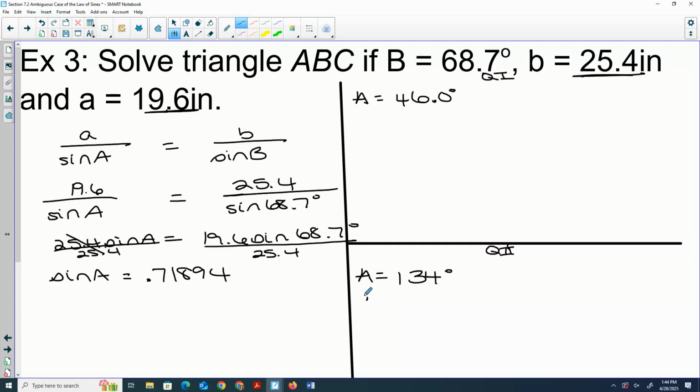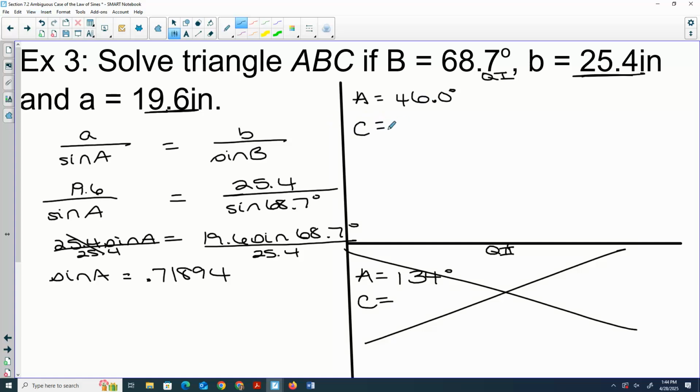If you didn't catch it though, when you went to find angle C, if you did 180 minus the other two angles, we get a negative, and we know that's not possible. So the second triangle won't work on this one. So we only have one triangle to find. So to get our angle, we subtract from 180. We get 65.3.